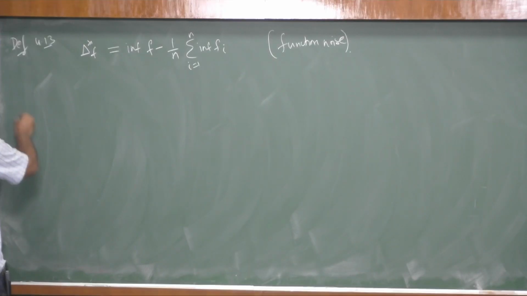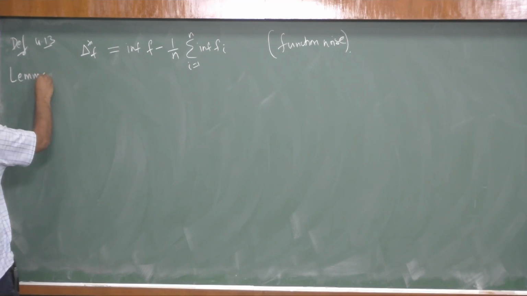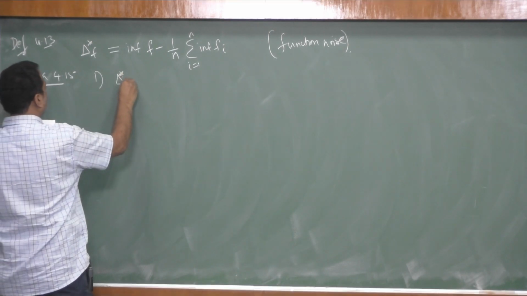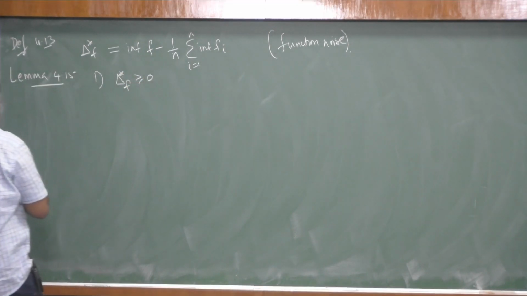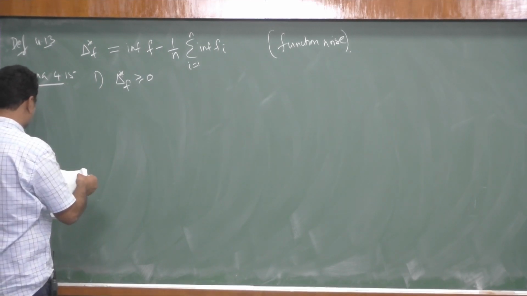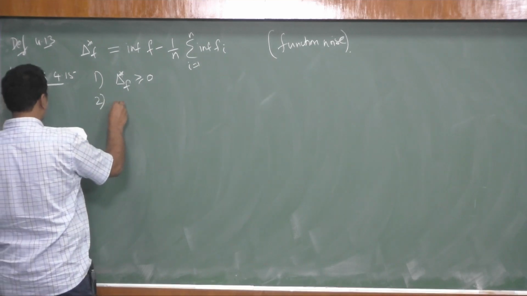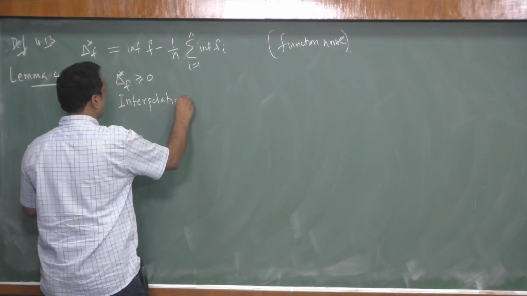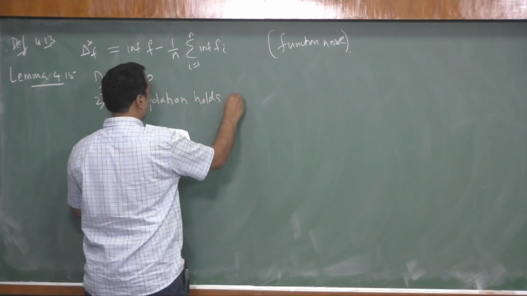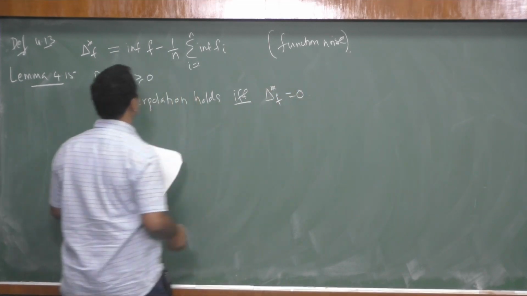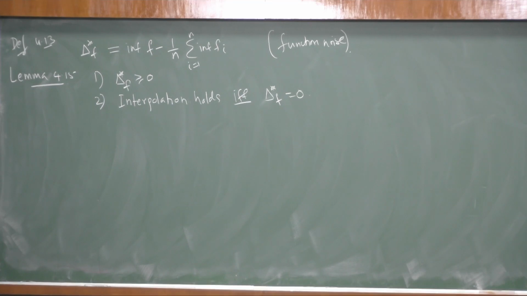We proved a few results in lemma 4.15. Here delta star f is greater than or equal to 0, and the second one is that interpolation holds if and only if delta star f equals 0. By interpolation we mean that they all share the same x star.